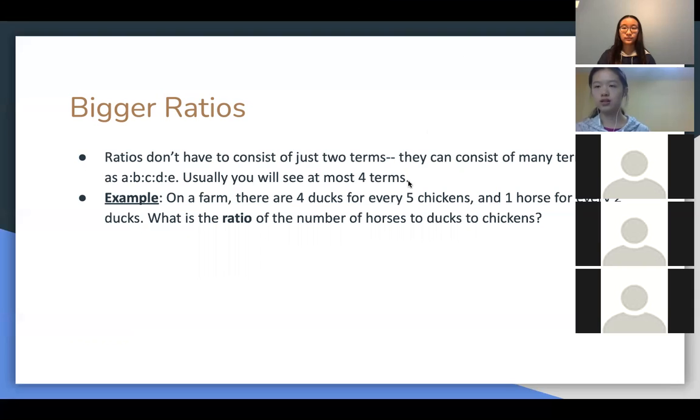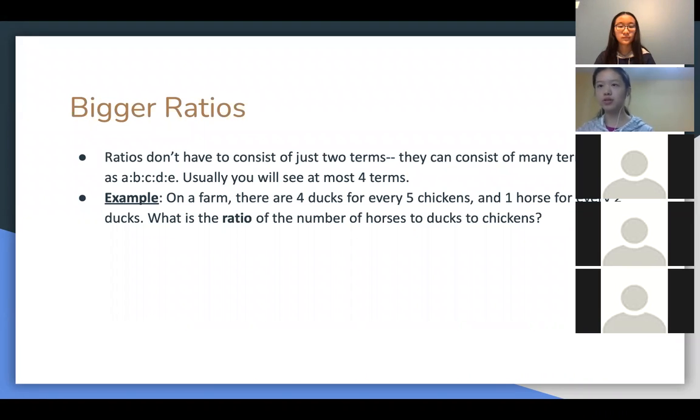And just try not to let these ratios make you a little scared, because you can just split them up into smaller ratios. So for example, on a farm, there are 4 ducks for every 5 chickens and 1 horse for every 2 ducks. What is the ratio of the number of horses to ducks to chickens? So for this example, it's asking for horses to ducks to chickens. So that would be a ratio with 3 terms. So that would be in the form a colon b colon c.